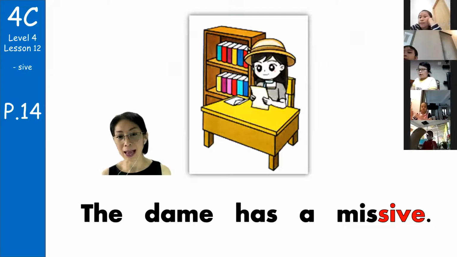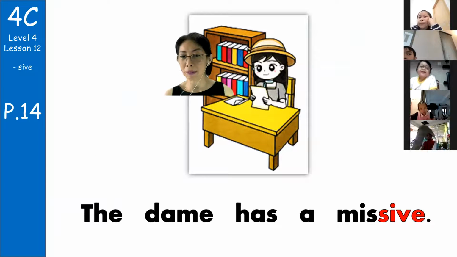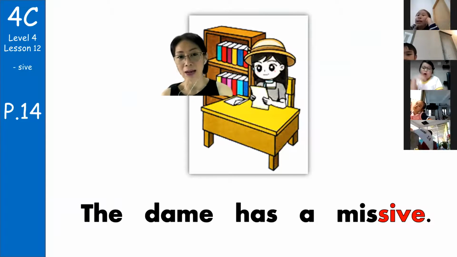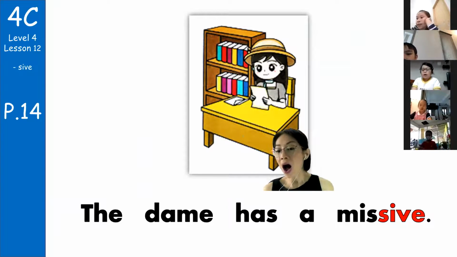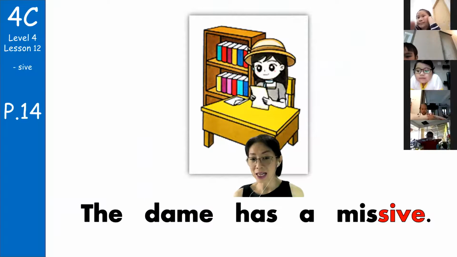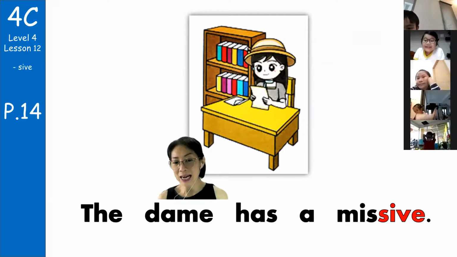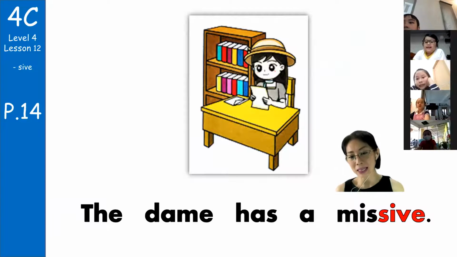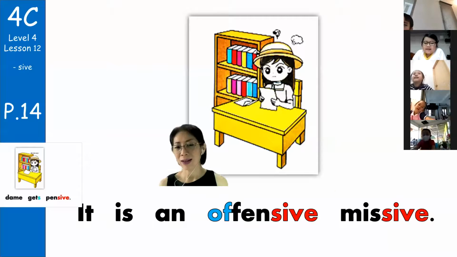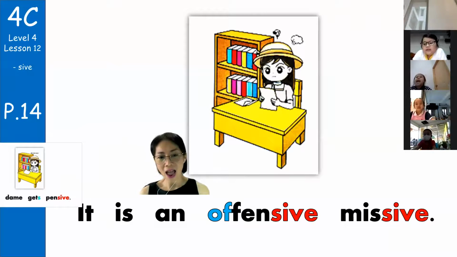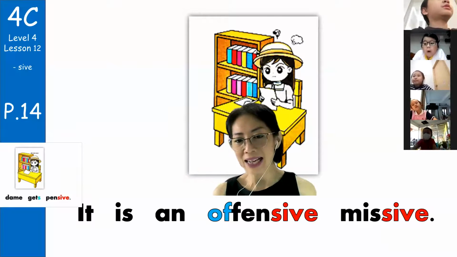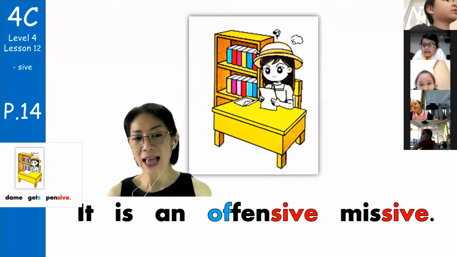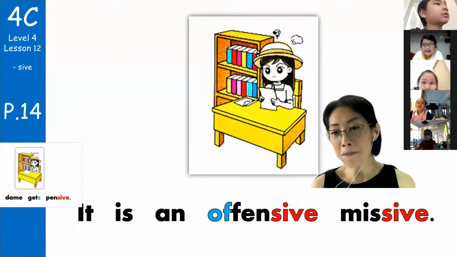Okay, what happened here to the storyline? 我们走到这个 story 了啊, 有一个女生哦, 穿美美的, 做好好, okay? 没有歪来歪去的, 这种叫做 dame, 熟女啊, the dame has a missive. 这个女生呢, 熟女呢, 收到一封信, the dame has a missive. It is an offensive missive.